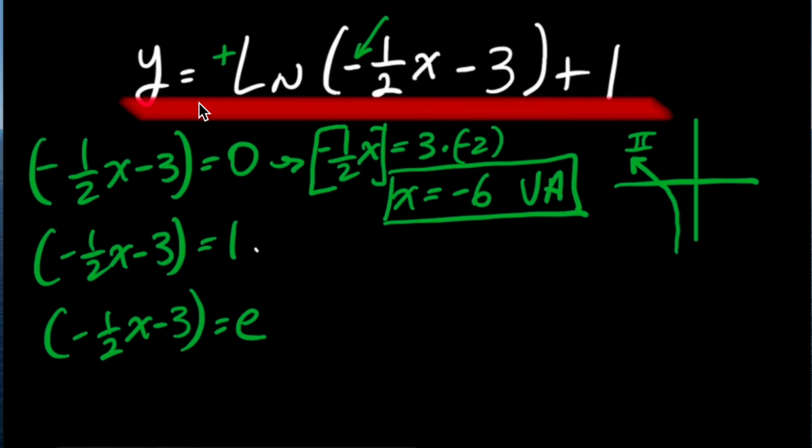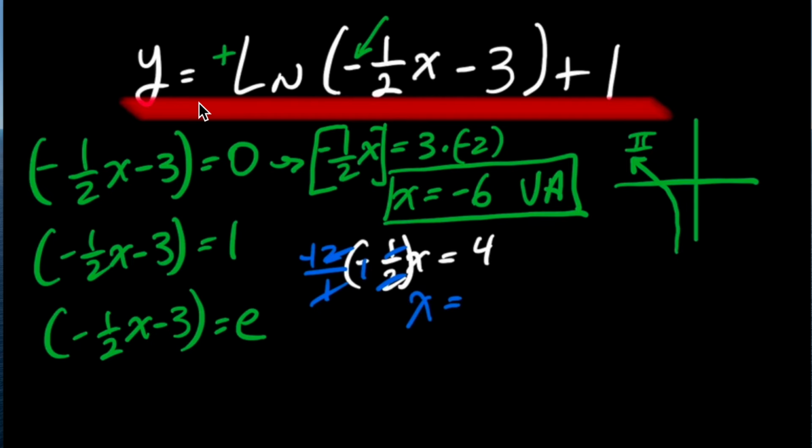Next, we're going to say that negative 1/2 x equals positive 4. Again, we're going to multiply both sides of the equation by negative 2 over 1. Let's do that. Negative 2 over 1. 2's cancel, the 1's cancel, and now you have x equals 4 times negative 2 over 1, which is negative 8.